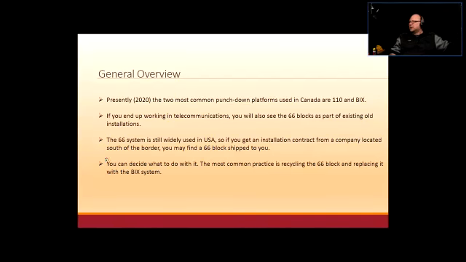So the 66 system is still widely used in the USA. If you get an installation contract from a company located south of the border, because the States is south of us, you might find 66 blocks shipped to you. What I mean by this is, there are huge companies that provide umbrella coverage over the United States and Canada as well.